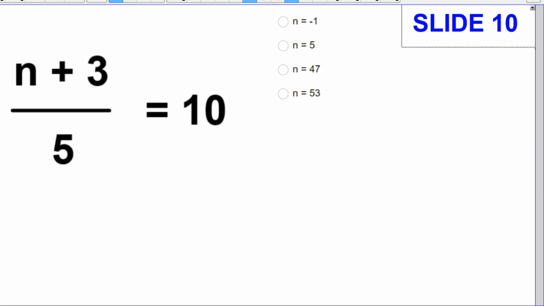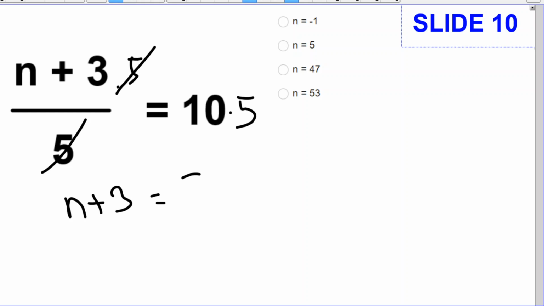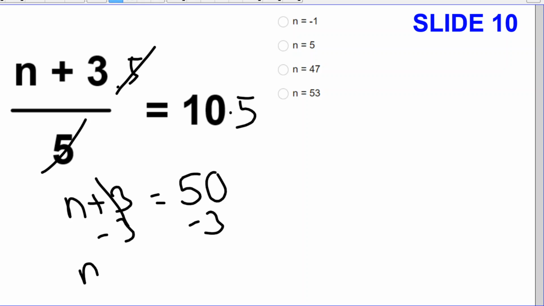We're now on to ones with fractions, and the fraction is over the whole term. So I really want to move that to the other side first. So I'm going to multiply both sides by 5. And then that would cancel out. So 10 times 5 is 50. And then we can take away 3 from both sides. And 50 take away 3 is 47.